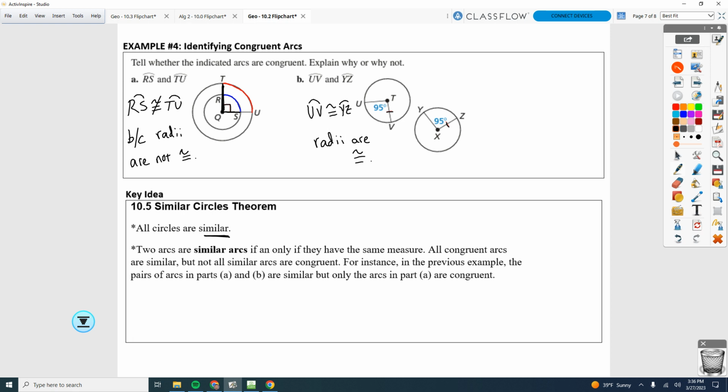Two arcs are similar arcs if and only if they have the same measure. So if we look up here, these arcs are similar but not congruent. They're similar because they have the same arc measure, but they don't have the same radius, so they're not going to be congruent to each other. And that is all.